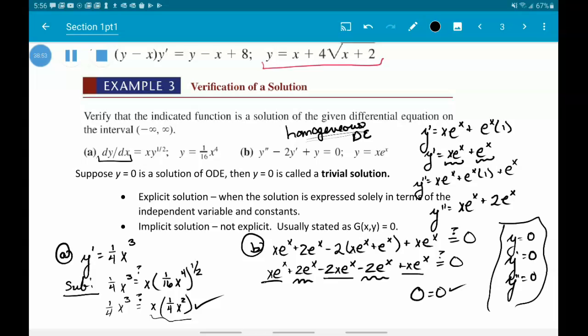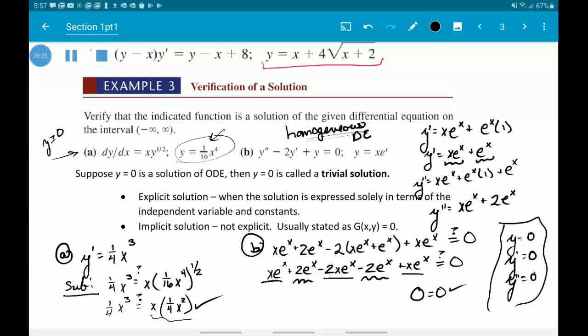When we talk about domain, I want to go back to that idea so we can talk about it for these two. The domain has to work for the differential equation, and it has to work for the solution. So if we look at this one, we have y to the 1/2 power, which is the same thing as the square root of y. Notice this does have a restriction where y has to be greater than or equal to 0. And our solution here is y equals 1/16 x to the 4th. So there is a restriction on y. y has to be greater than or equal to 0.